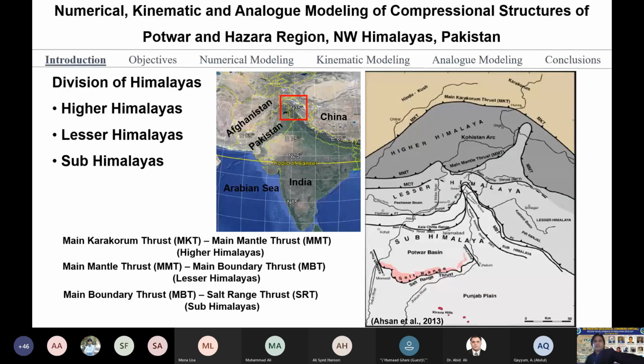So, starting with the geological setting of the area. As you already know, the study area is a part of northwestern Himalaya, and there are some divisions of the Himalaya: higher Himalaya, lesser Himalaya, and sub-Himalaya. These divisions are made on the basis of major thrust faults. The higher Himalaya is from Main Karakoram Thrust, MKT, to MMT. The lesser Himalaya is from MMT to Main Boundary Thrust, and the sub-Himalaya is from MBT to Salt Range Thrust.